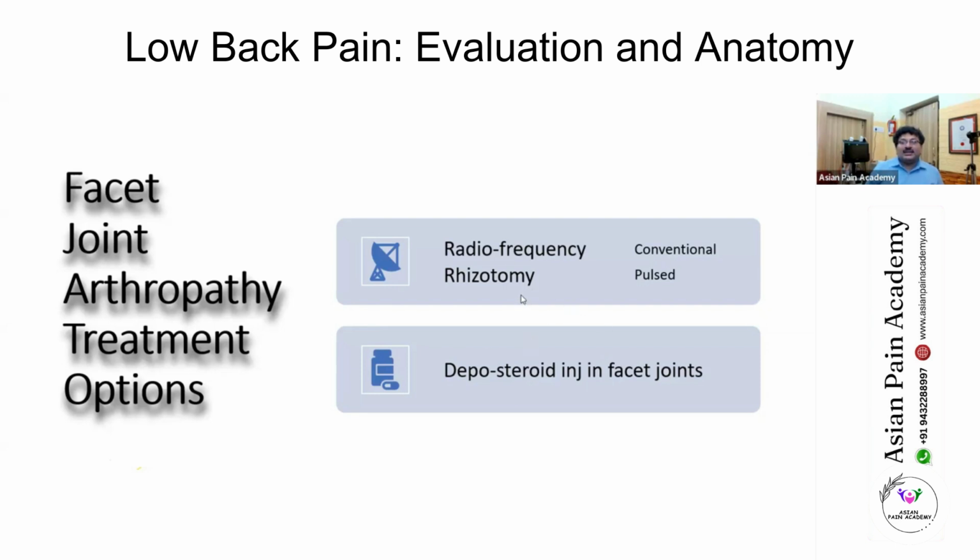And then if we are confirmed there is facet joint pain, we can go for radiofrequency denervation. This is basically a procedure where, with heat, we burn the nerves which carry pain from those facet joints. It has two types: one is conventional and one is pulsed. And nowadays a third type has arrived, known as cooled radiofrequency. I think you have seen the radiofrequency lecture, where I have discussed all three types.